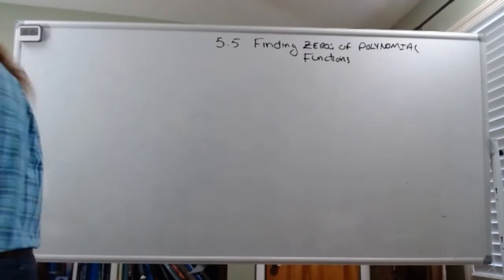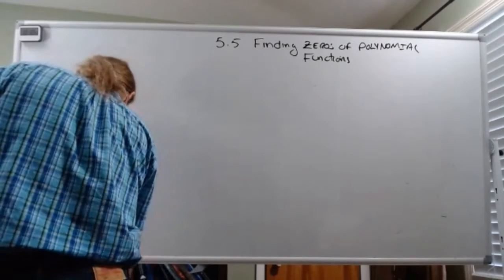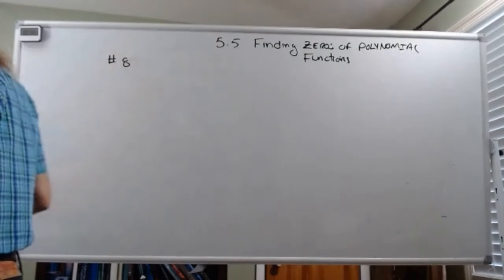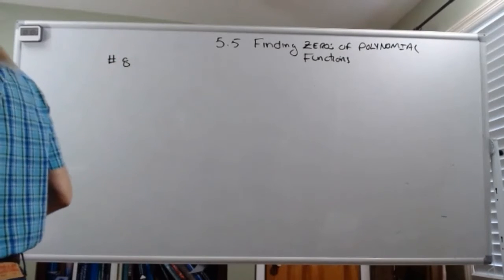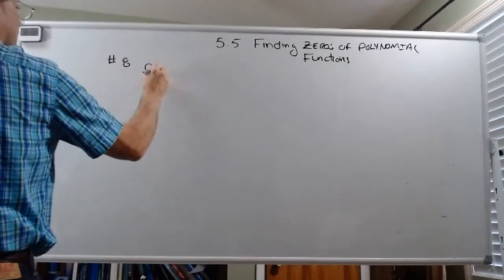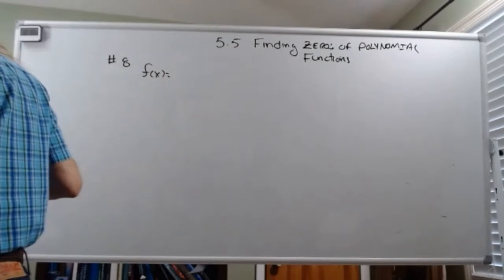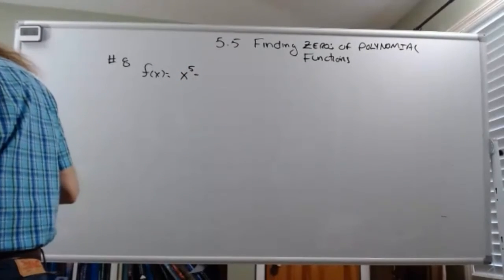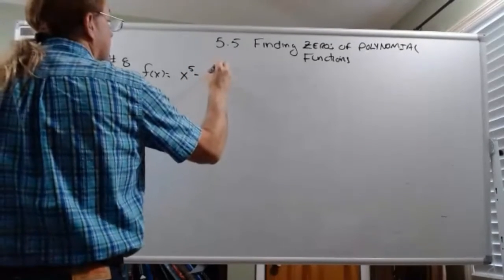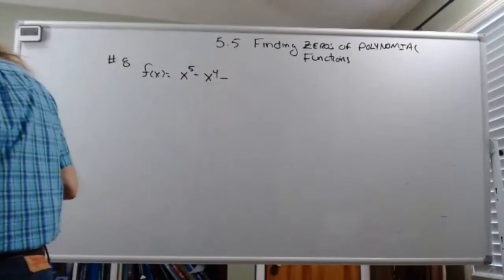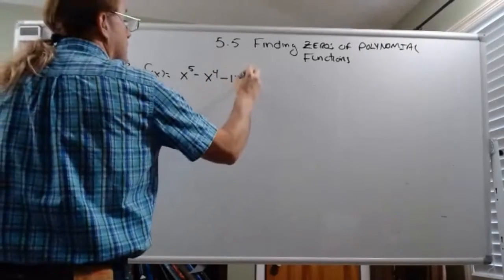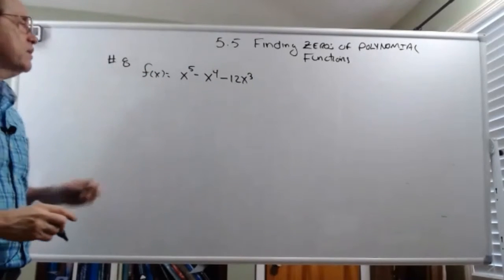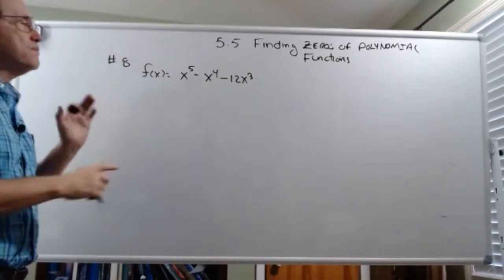Okay, let's kind of look at number 8 and see if you guys can handle this one. Put it up here, and then how would you approach this? It's very similar to what you just saw in 6. So we have x to the 5th minus x to the 4th minus 12x cubed. So I want two different things. I want all the real zeros and their multiplicities, and I also want the factored form of that.